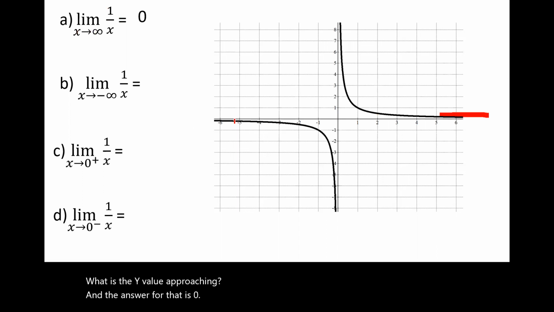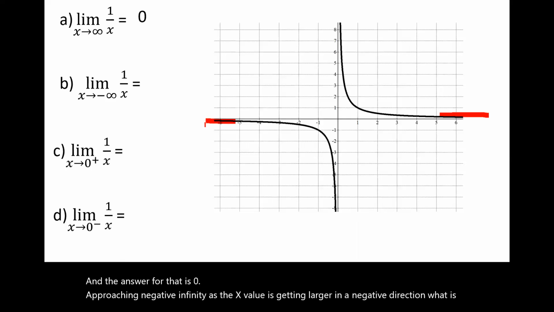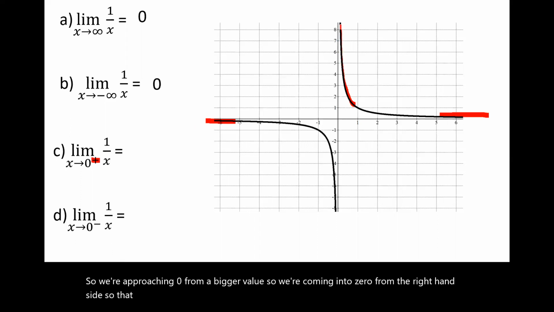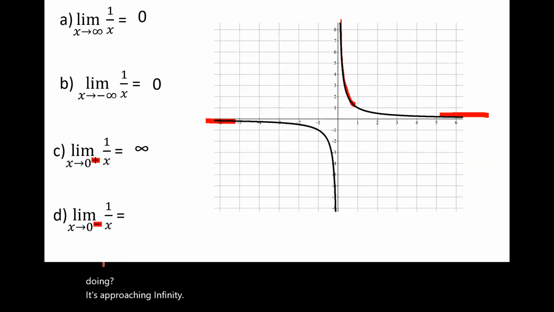Approaching negative infinity. As the x value is getting larger in a negative direction, what is the y value doing? Again, approaching 0. As x gets close to 0 from the plus side, what's this all about? This means from the right-hand side, from a bigger value. So we're coming into 0 from the right-hand side. That little plus sign just means from the right-hand side. And what is the y value doing? It's approaching infinity.